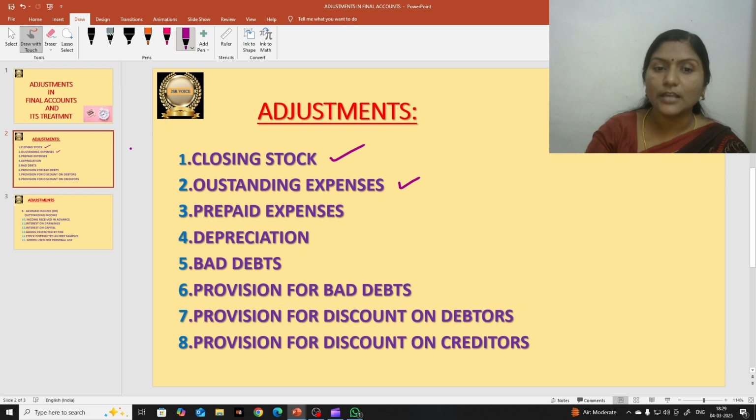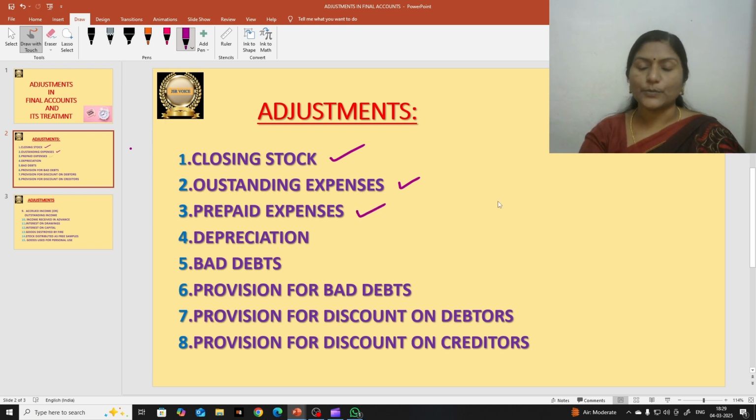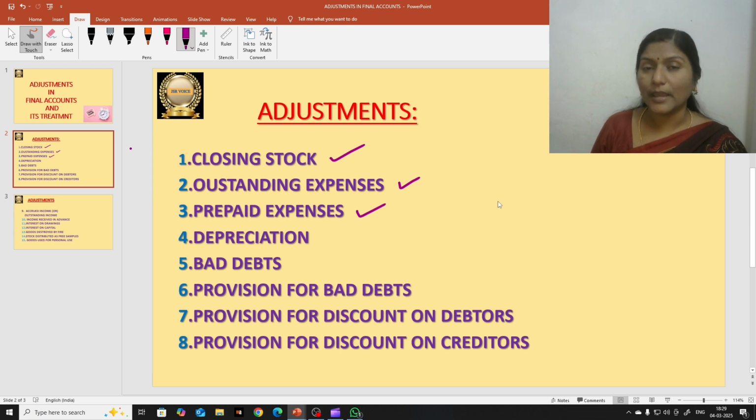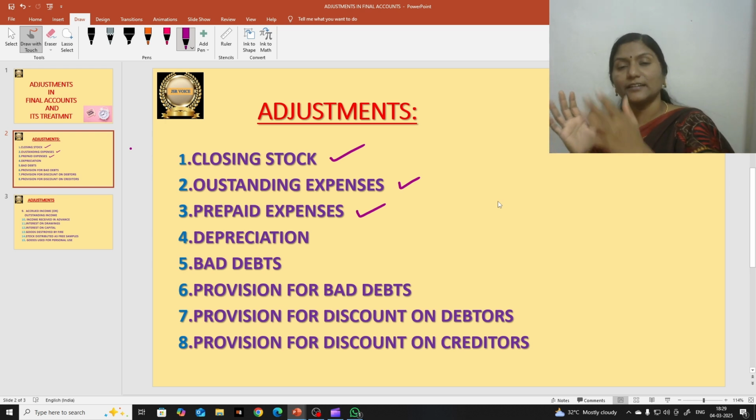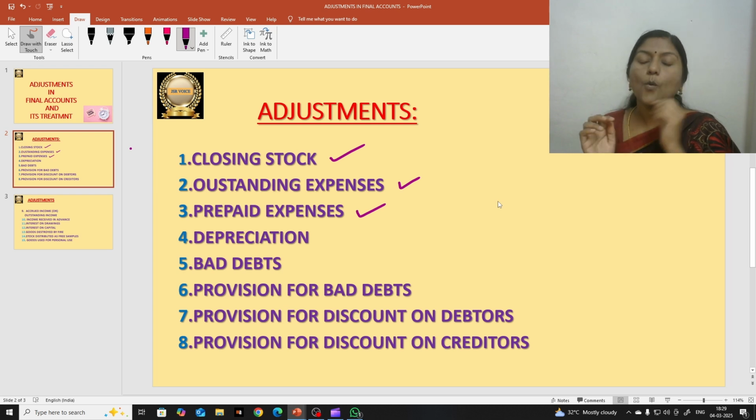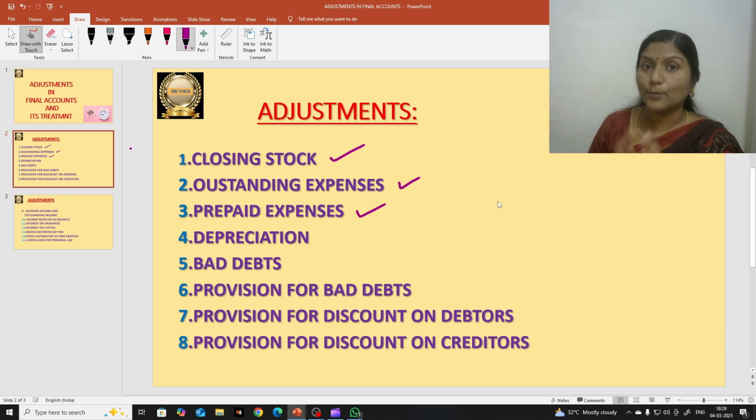Note that point. Next one is prepaid expenses. Prepaid means paid in advance. Okay, prepaid, we should always deduct from the relevant expenditure. Wherever we record the relevant expenditure, there we should deduct this prepaid expenditure. For example, the expenditure is prepaid postage charges.